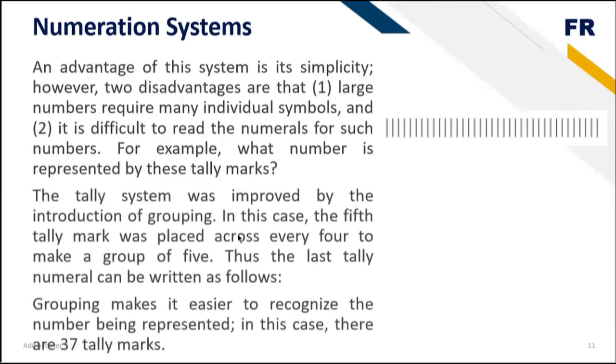The tally system was improved by the introduction of grouping. In this case, the fifth tally mark was placed across every 4 to make a group of 5. Thus, the last tally numeral can be written as follows. So, grouping makes it easier to recognize the number being represented. So, in this case, yung nasa right side natin, yung kanina, yung first figure natin, so pag ginamitan natin ng groupings, so mas madali na siyang ma-recognize. Kaya, at the end, alam mo na agad kung ano nire-represent nun, which is 37 tally marks.